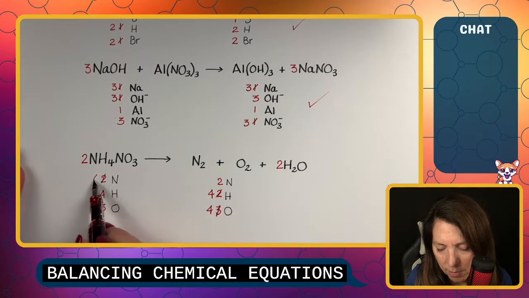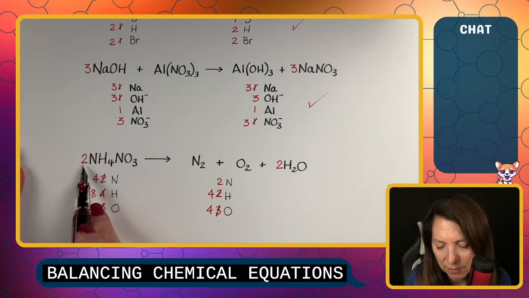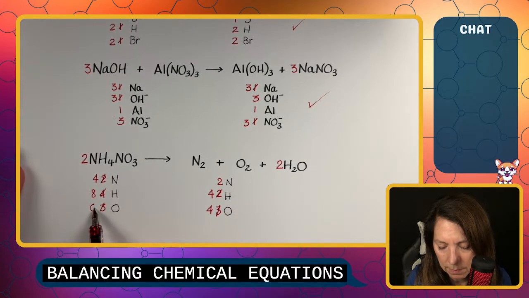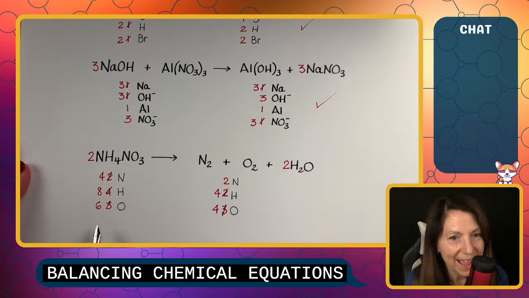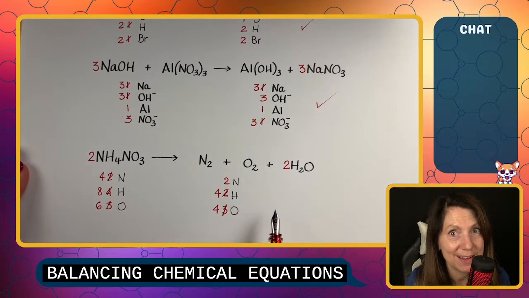We now have 4 nitrogens, we now have 8 hydrogens, and we have 6. 2 times 3 is 6 oxygens on the reactant side. Okay, now what do we do? So now we go back to this side. So this is a great example. See how we're going back and forth and fixing what we've done until we get to that balanced state.